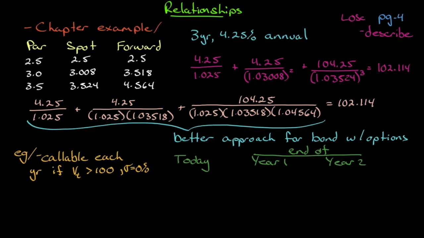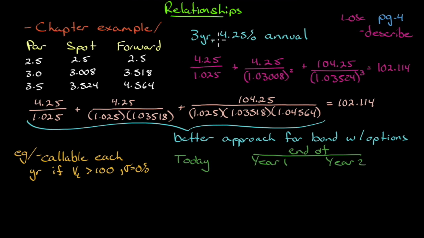So before we go really deep into the chapter, let's introduce an example that we'll use throughout the chapter to move from valuing a callable bond with zero volatility to introducing volatility. So here are our par rates, 2.5, 3, and 3.5 for 1, 2, and 3 year bonds. We can derive spot rates of 2.5, 3.008, and 3.524, which implies these forward rates.